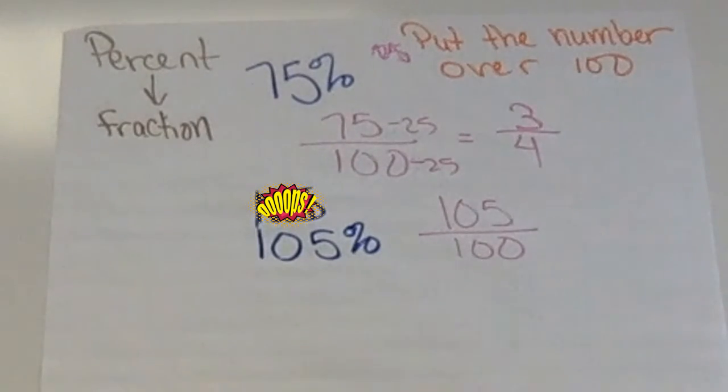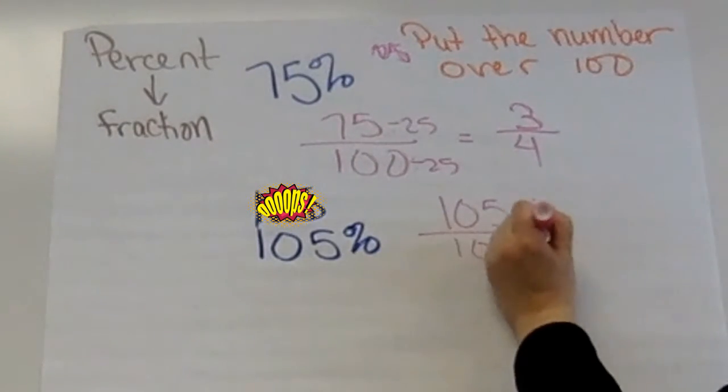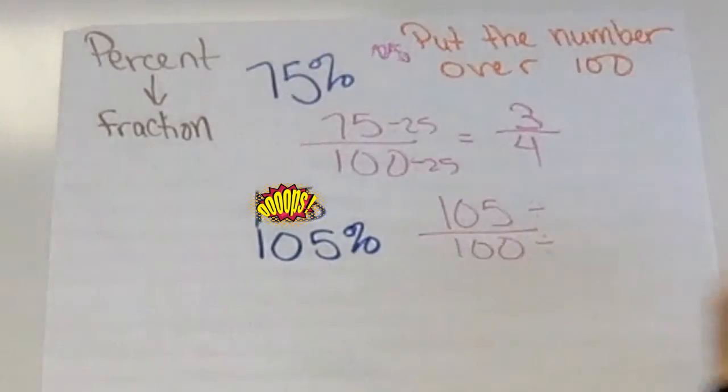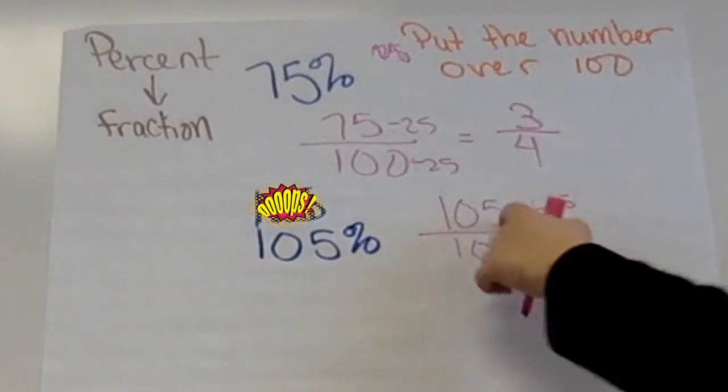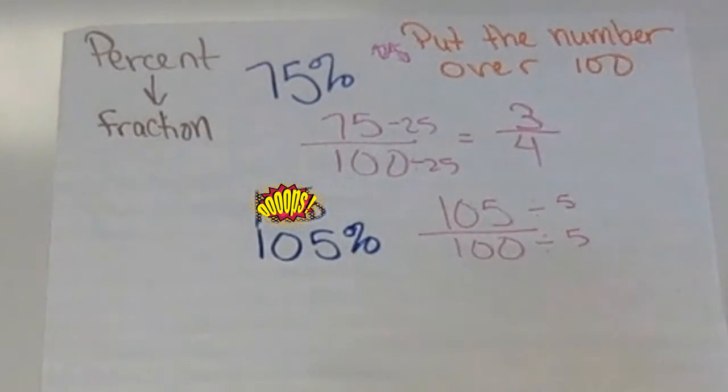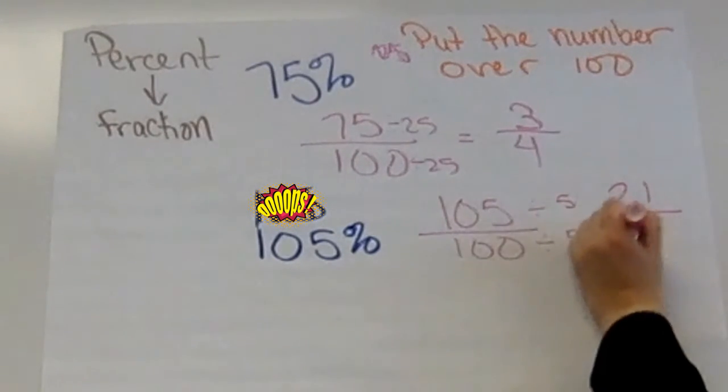So what goes into both those evenly? 5 does. How many times does 5 go into 100? We already talked about this. 20. And 105 divided by 5 is 21, so 21 over 20. Can I simplify that more?